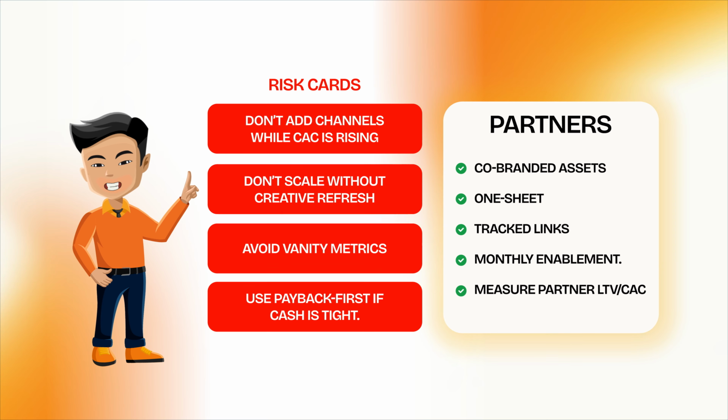Leverage partners and communities. Spin up a lightweight affiliate or partner program once your funnel converts. Provide co-branded assets, a one-sheet offer, tracked links, and a monthly enablement call. Measure partner-sourced pipeline and LTV/CAC separately. Scale payouts only on profitable behaviors.